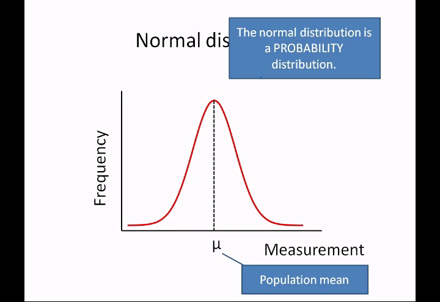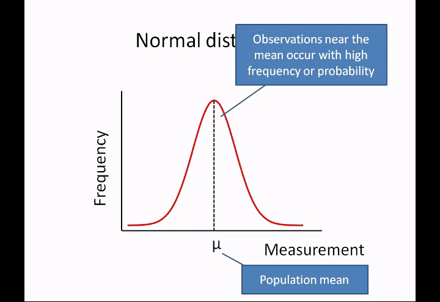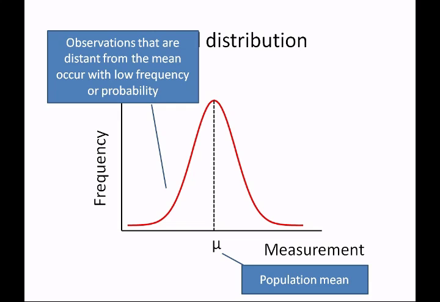The normal distribution is what we call a probability distribution. Observations near the mean occur with a high frequency or high probability, while those observations which are distant from the mean occur with a lower frequency or lower probability.